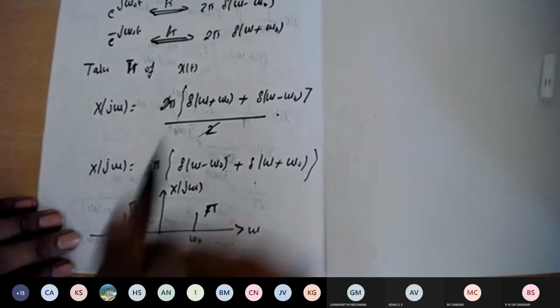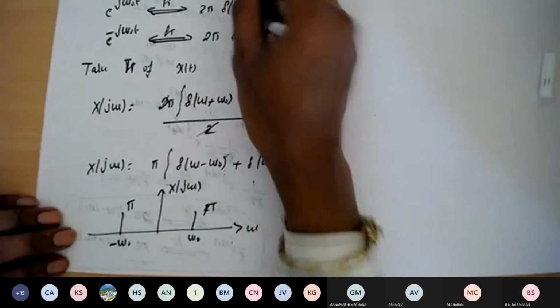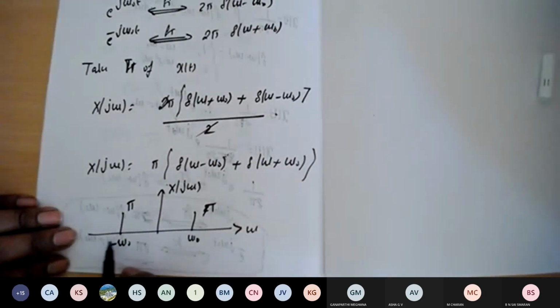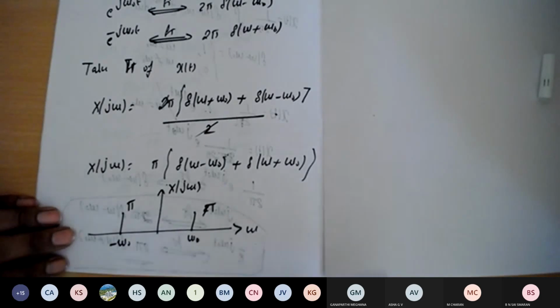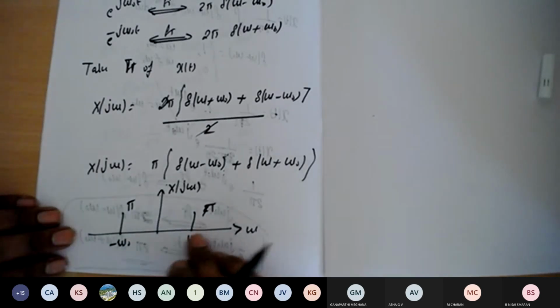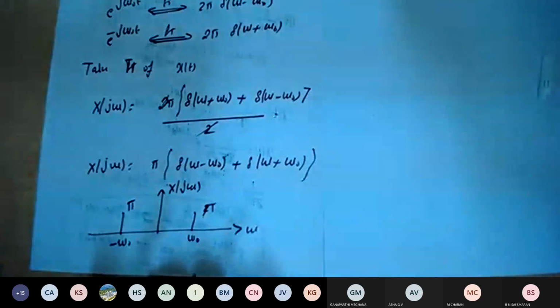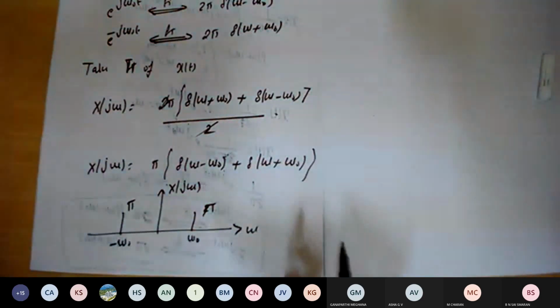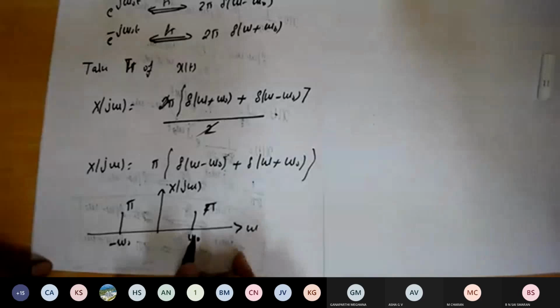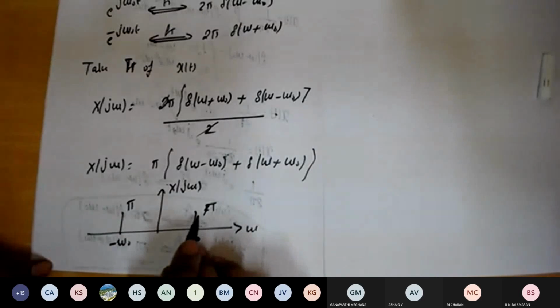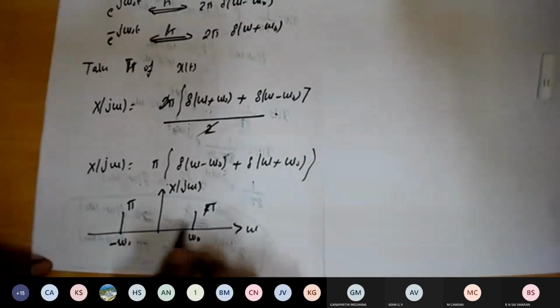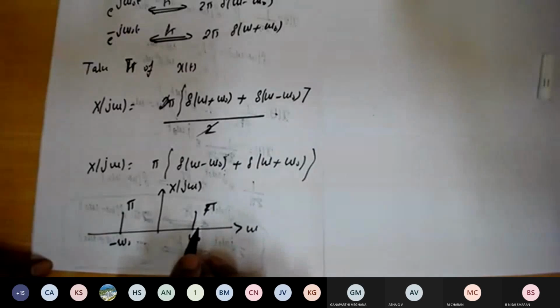So you can observe what the frequency content of the cos signal is. It appears at plus omega naught and minus omega naught. So when I take the Fourier transform of many signals, we come to know where the frequency content of the signal is present in the frequency domain. Suppose I represent a cos signal or a sine signal. If I take the Fourier transform, in the frequency domain we will come to know where the frequency content is present, and there we can obtain the corresponding amplitudes.